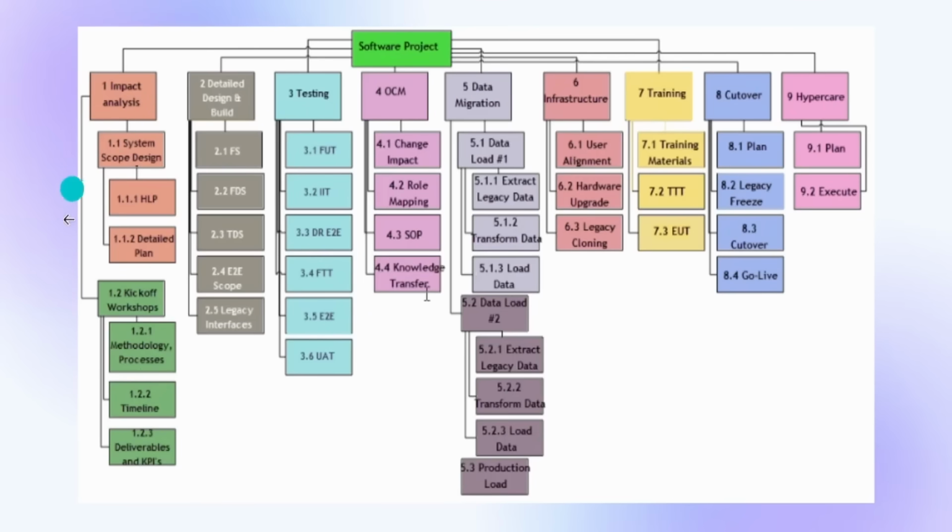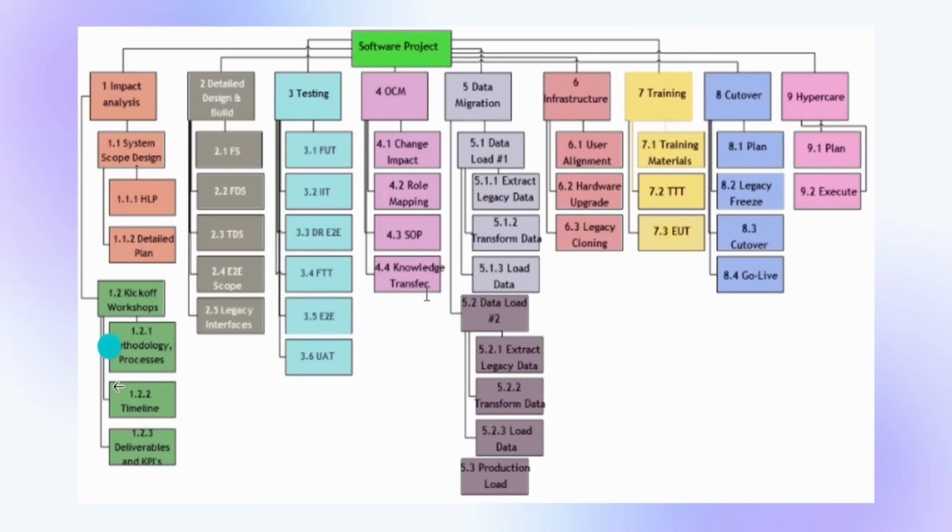And then here you have a sub track. So you have impact analysis, and the two major activities there are system scope design and the kickoff workshops. And then under that, you'll have the actual activities that lead up to that particular milestone, the system scope design and the kickoff workshops. These are the activities here.